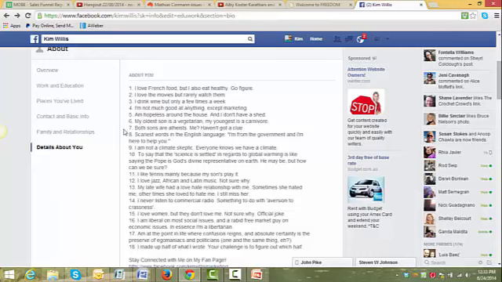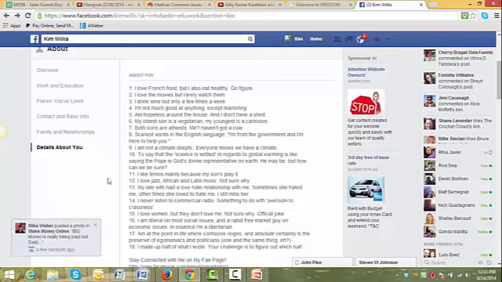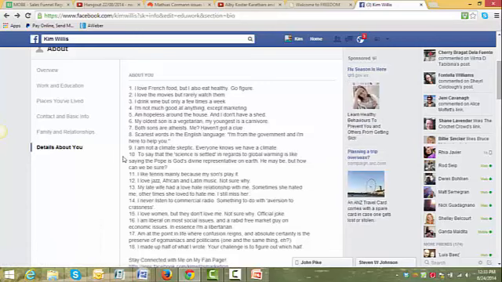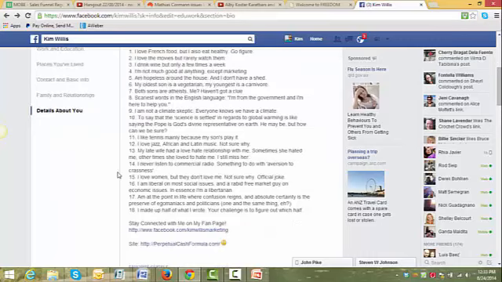See, I think it's sort of amusing. Not everybody will agree, but I think enough people who see it will say this guy's a little bit different, and that's what you want. To say that the science is settled in regards to global warming is like saying the Pope is God's divine representative on Earth. He may be, but how can we be sure? I like tennis mainly because my sons play it. I love jazz, African Latin music. Not sure why.